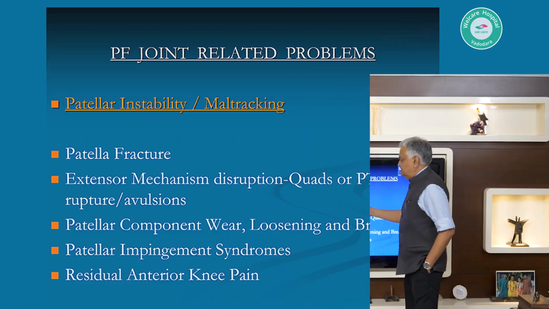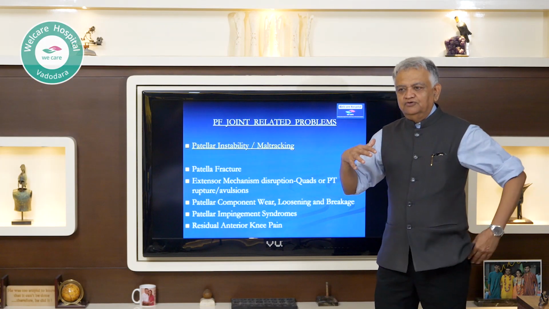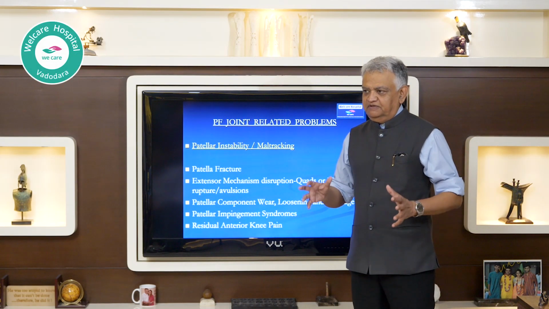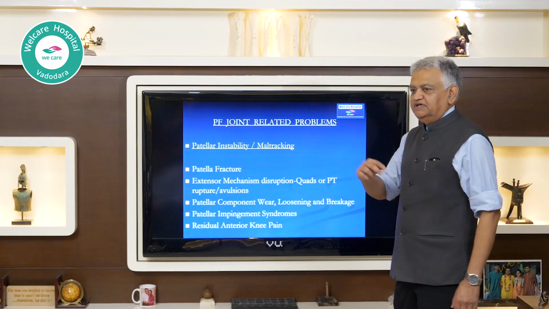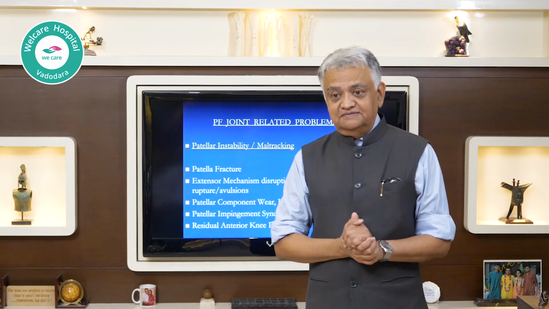So what are the issues related to the PF joint? One is the patella fracture, extensor mechanism disruption, avulsion. It's the same, different forms of presentation of the same issue. If it's the lower pole of the patella which gets pulled off, then that's much more dramatically devastating than this, because here there will usually be some continuity of the retinaculum and everything. Or on the other end, the upper pole of the patella, and that can be quite common.